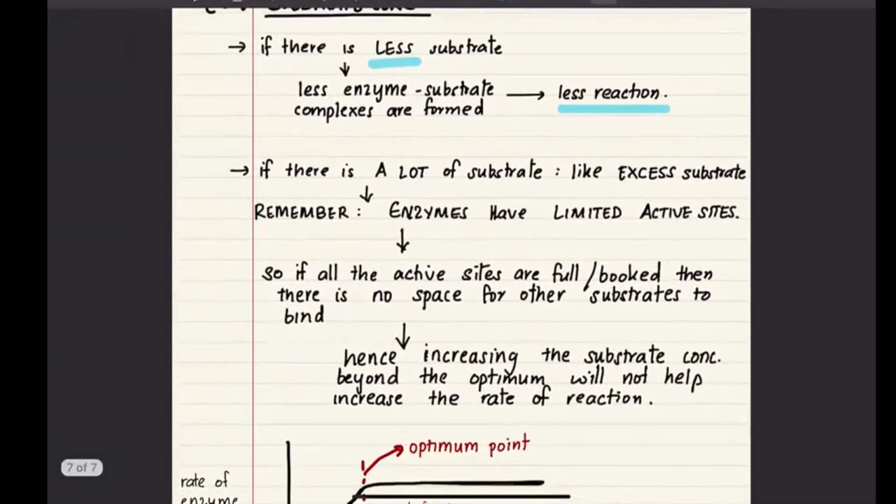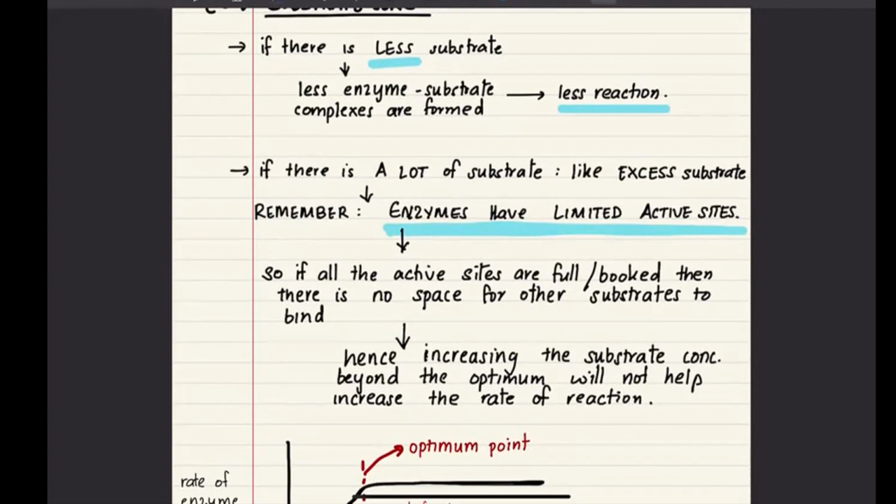And if there is an excess of substrate, excess means too much, way more than we need, all right? The key thing to remember is that enzymes have a limited number of active sites. For instance, maybe an enzyme has only 2 active sites, so it can bind to only 2 substrates. So if we put 4 substrates into that solution, maybe it's going to bind to only 2 of them. So that's a problem. The other 2 substrates are in excess.